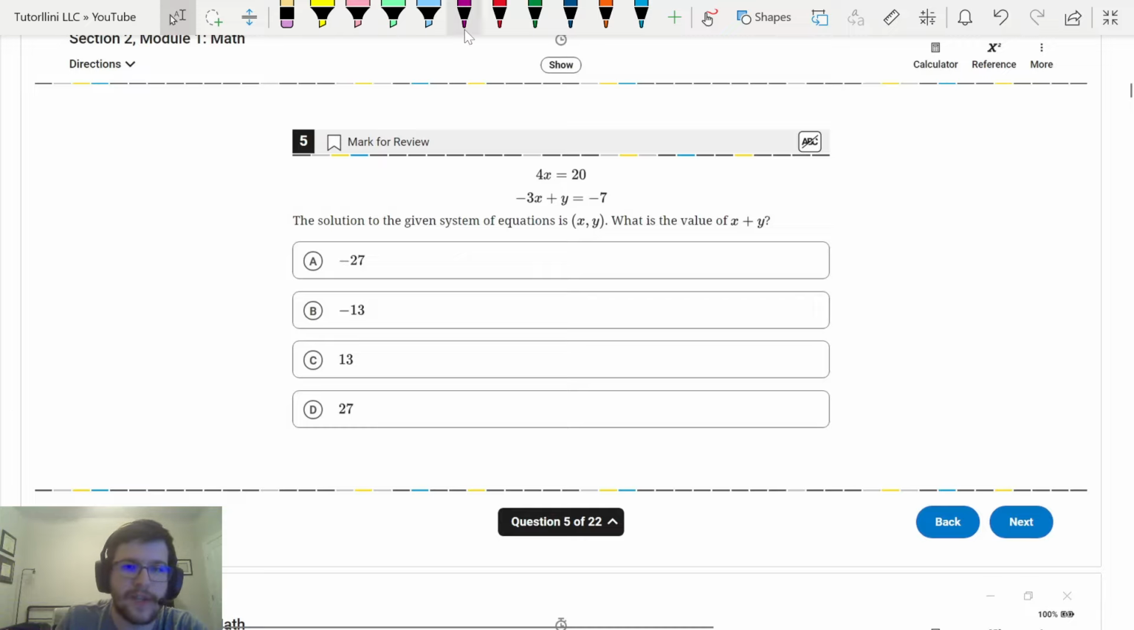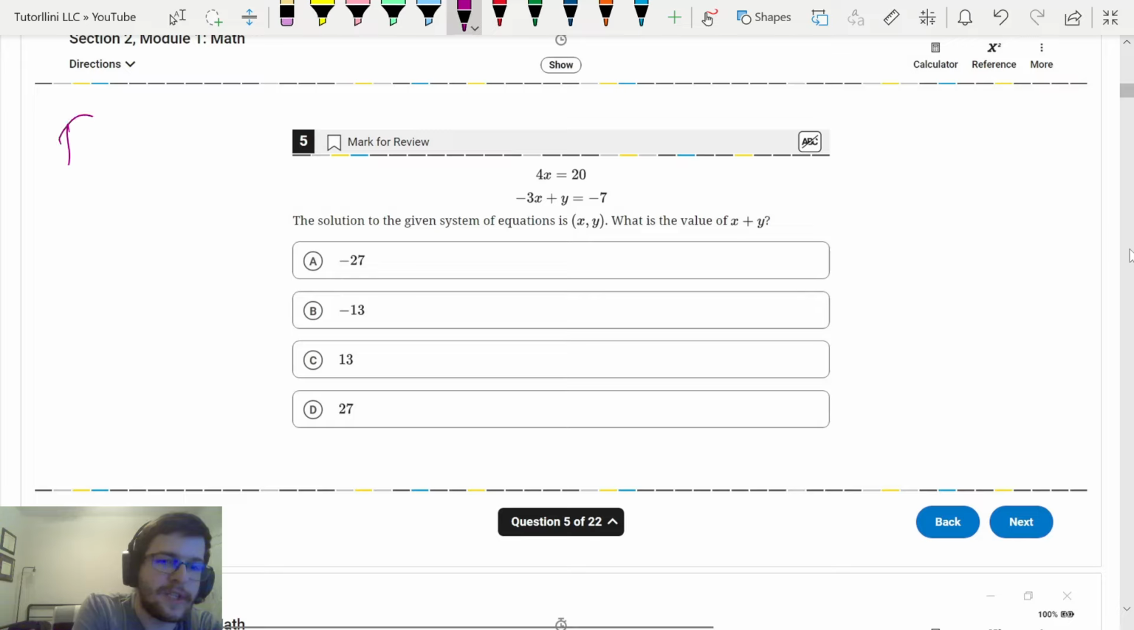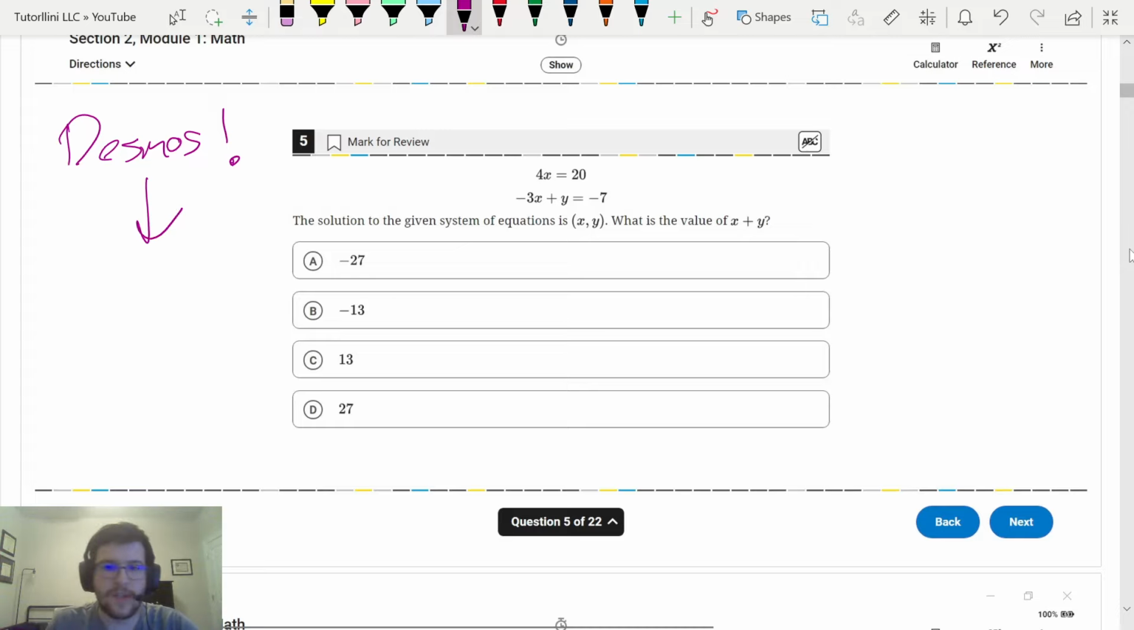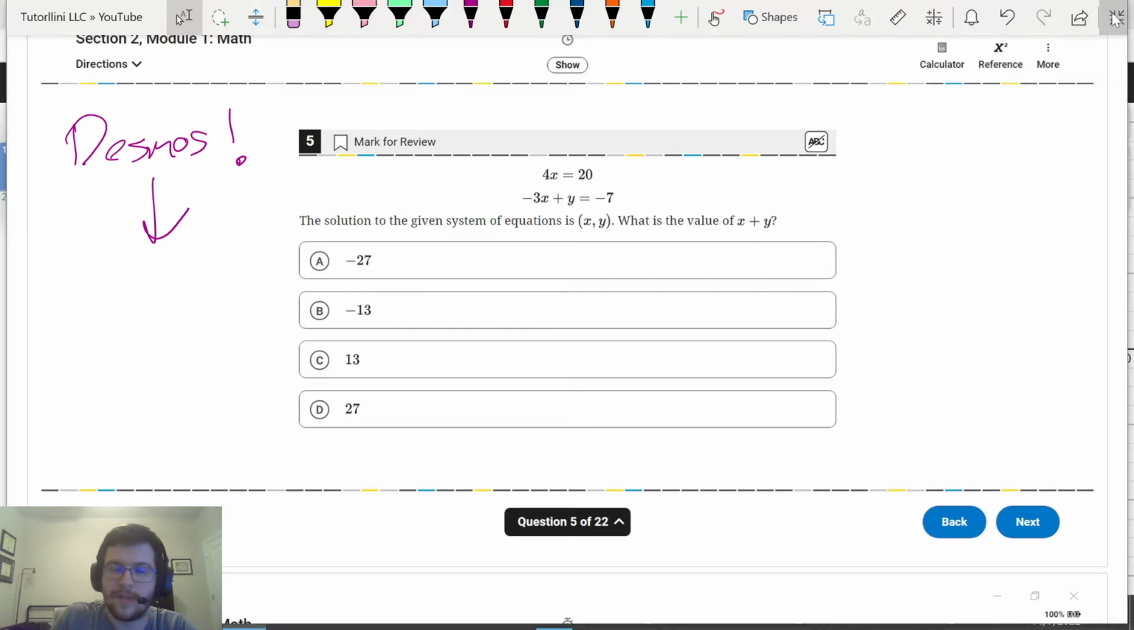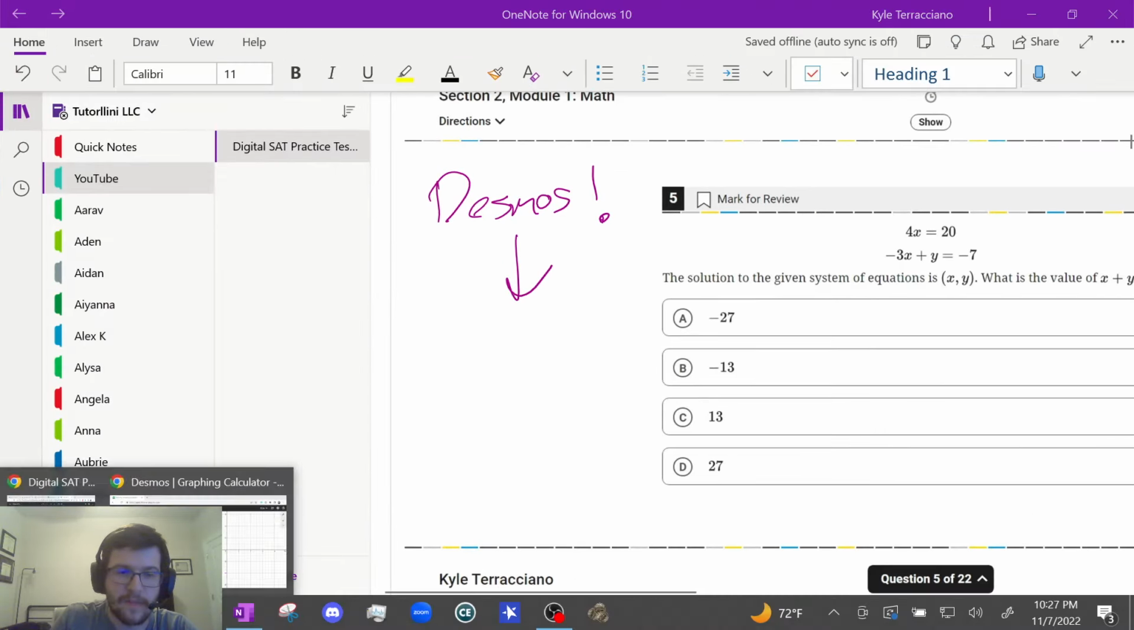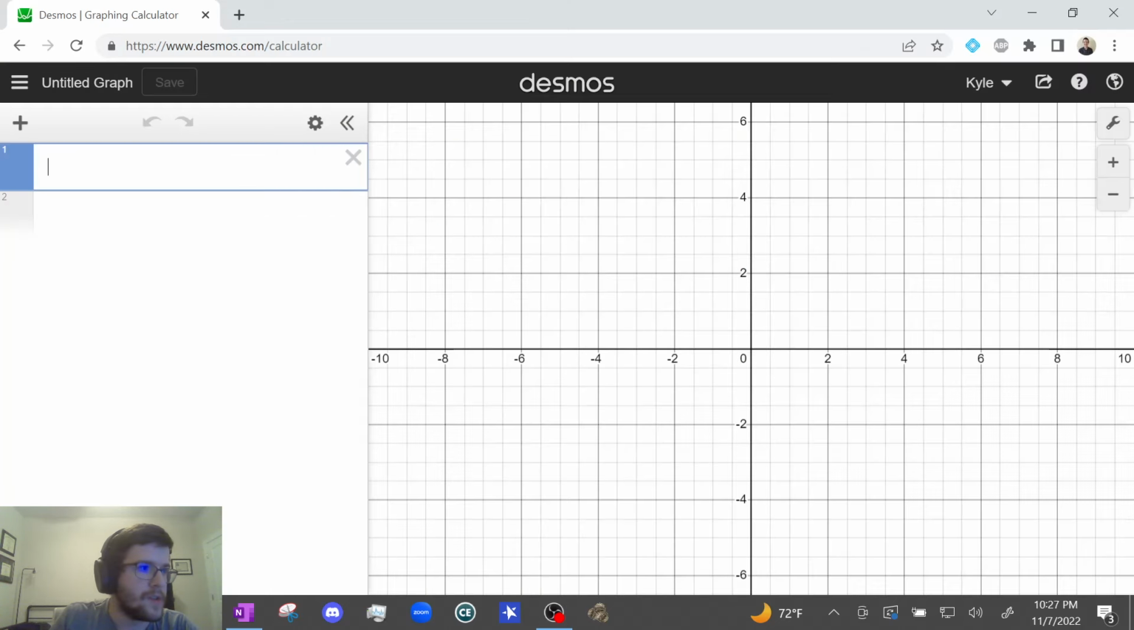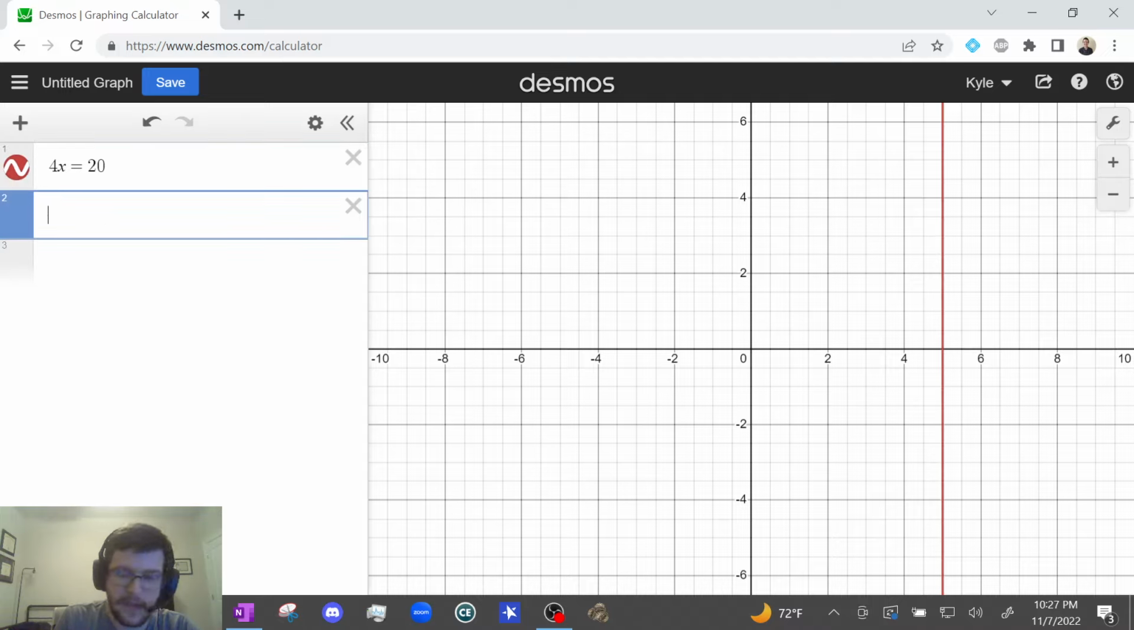Okay, systems of equations. This can be done straight on Desmos, easy peasy. You just type it in. So I'll demonstrate that for you. You really don't need to do this one by hand, but I'll show you anyway, just so that you guys learn the concepts you need to know for the test in case you get a harder question. So 4x equals 20, and negative 3x plus y equals negative 7.